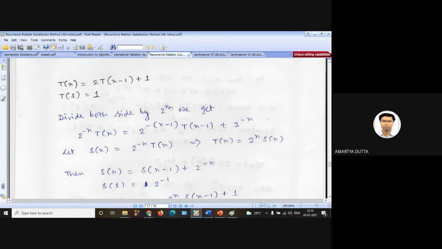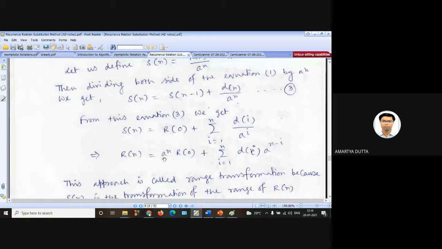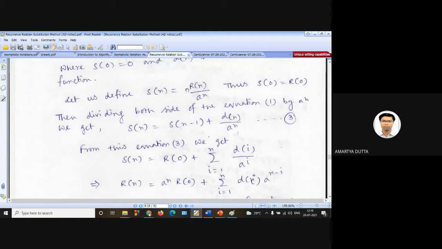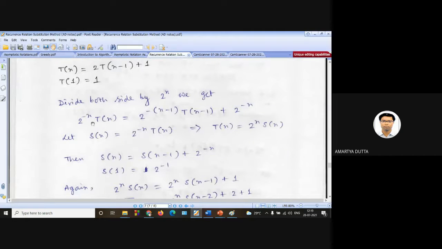So divide both sides by 2 to the power n. This is your a to the power n, the range transformation. So divide both sides by a to the power n. Actually, this is your range transformation. So this is 2 to the power minus n into T(n), which is 2 to the power minus (n-1) into T(n-1) plus 2 to the power minus n. Just divide both sides by 2 to the power n, and we can get this formula.